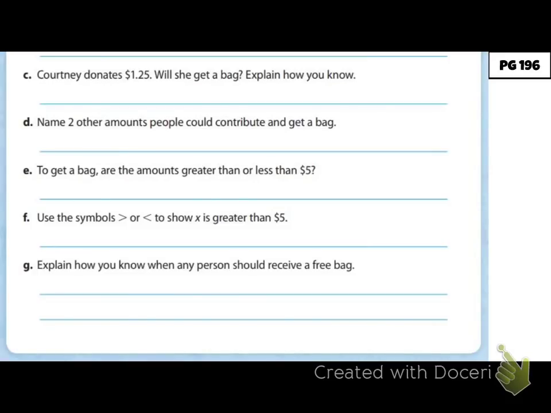So if we look at C, it says Courtney donates $1.25. Will she get a bag? And explain how you know. Well, is $1.25 more than 5? No, it's not. $1.25 is less than $5.